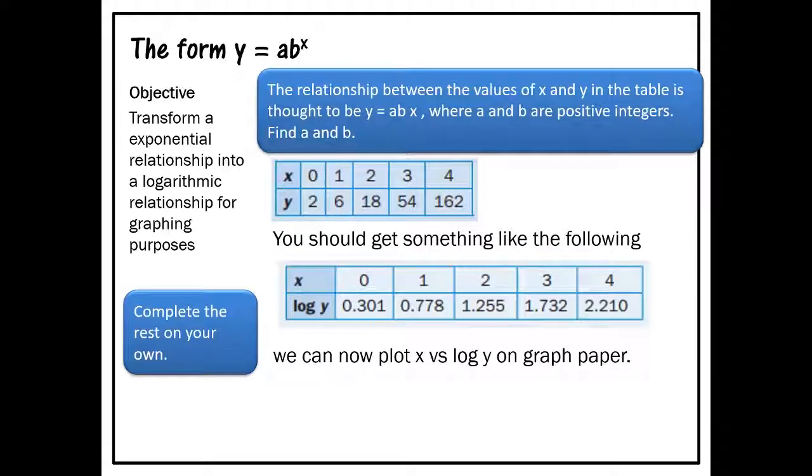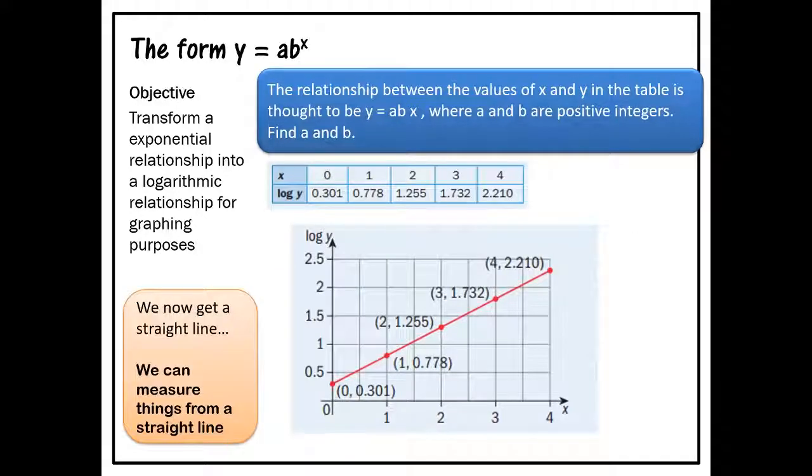You should get something like the following. You should get log 2 to be 0.301, log 6 to be 0.778, log 18 to be 1.255, log 54 to be 1.732, and log 162 to be 2.21. We are now going to plot the x versus the log y on graph paper and see what kind of relationship we get. If we do that, you will see we get a straight line like follows. And that is a result. That is exactly what we were looking for.